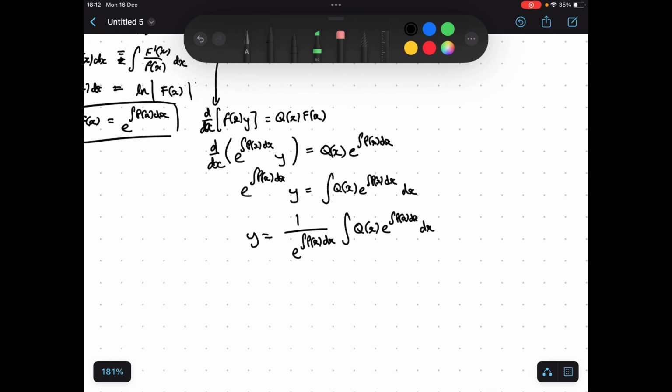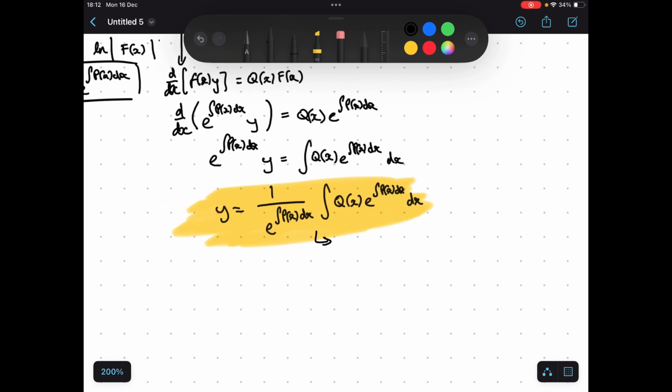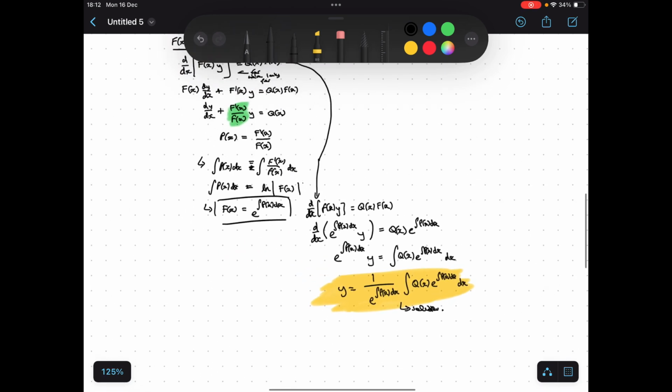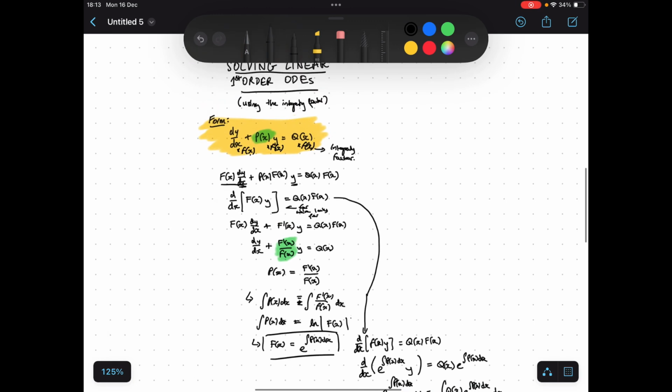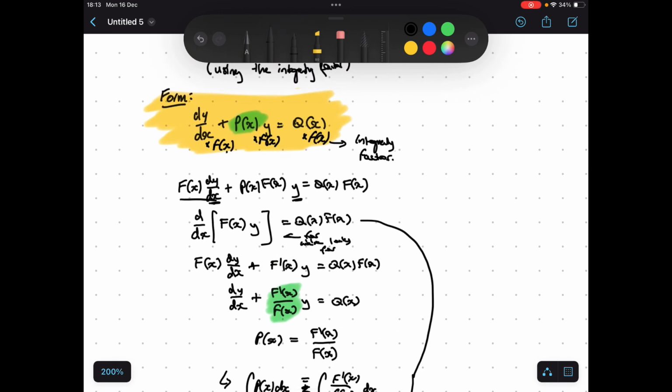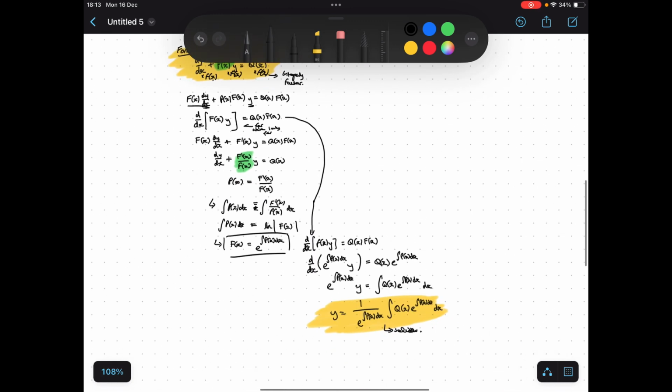If you really want to, right here you have found a solution to the differential equation. This is an exact solution. It will give you the solution to the differential equation. Now, you don't need to memorize this. Really, I wouldn't do that. I would just memorize the integrating factor and then go ahead and just multiply by f of x everywhere. But if you want an exact solution to the problem, there it is. You can do it there.